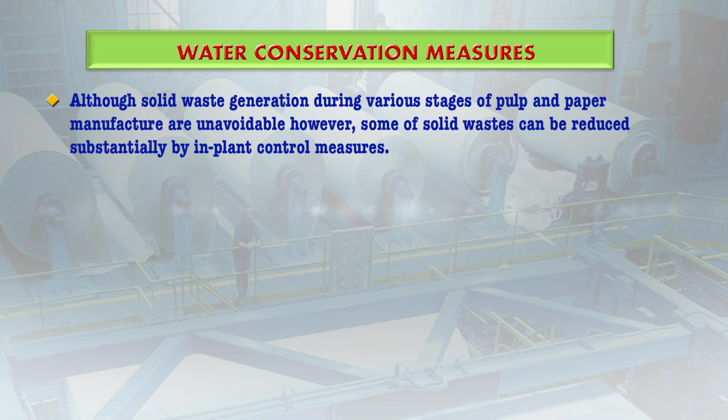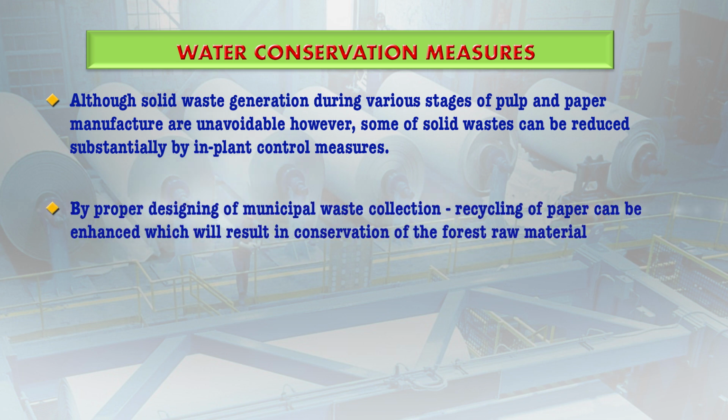Because otherwise in the aquatic environment the dissolved oxygen content will be less, and then those organisms which are dependent on this dissolved oxygen are also affected in the entire aquatic ecosystem. Although solid waste generation during the various stages of paper and pulp manufacture is unavoidable, some of the solid waste can be reduced substantially by in-plant control measures. By proper designing of municipal waste collection, recycling of paper can be enhanced, and this will result in the conservation of forest raw material.